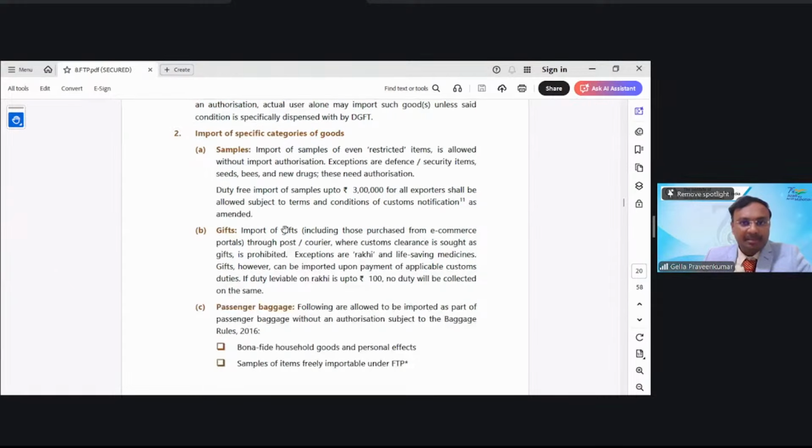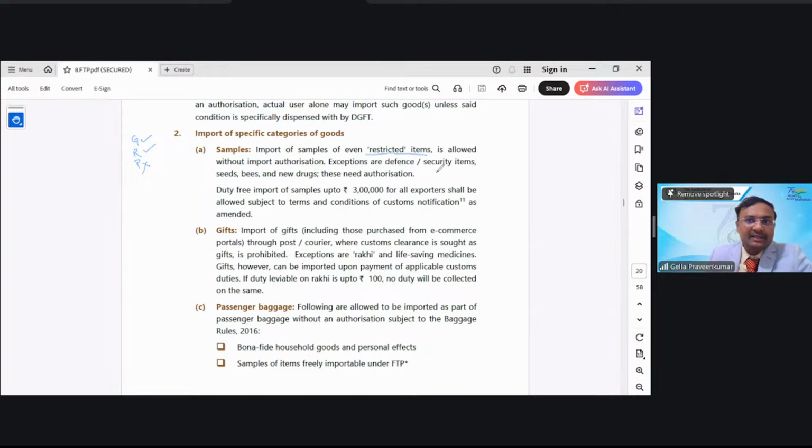Next, samples. Examination, again MCQ. Import of samples of even restricted items is allowed without authorization. Now, please keep in mind, my goods are general, restricted, prohibited. So they're saying that samples in general are allowed, even restricted items are allowed. They didn't talk about prohibited items.